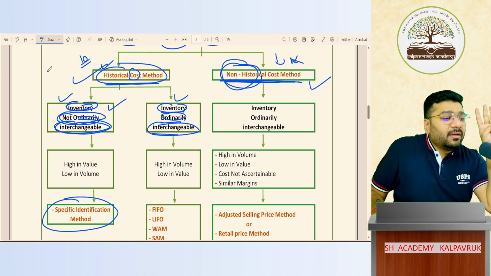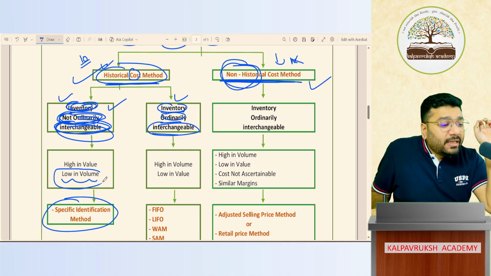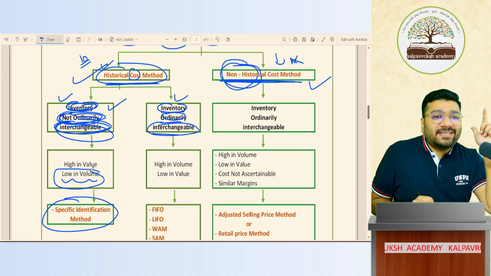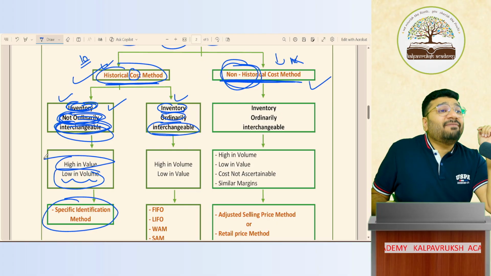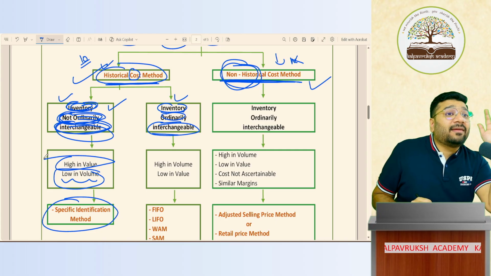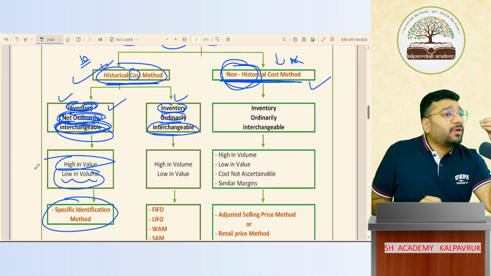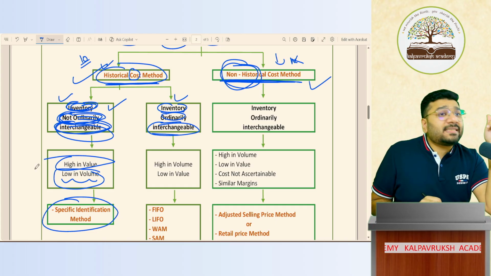If you look at these, they are inventory which is not ordinarily interchangeable. These are generally low in volume. Generally low in volume, understood? I can count them very easily. Those are low in volume and generally high in value. Car value 5 lakh, 8 lakh, 10 lakh, 15 lakh, 20 lakh, 25 lakh. That is the cost. If you take diamond jewelry, 20,000, 40,000, 80,000, 1 lakh, 2 lakh, depending on what type of ornament it is, its price is high in value.